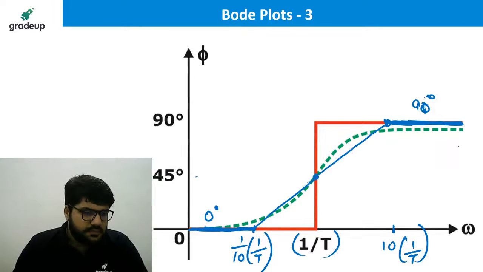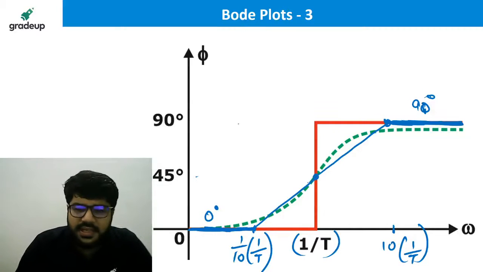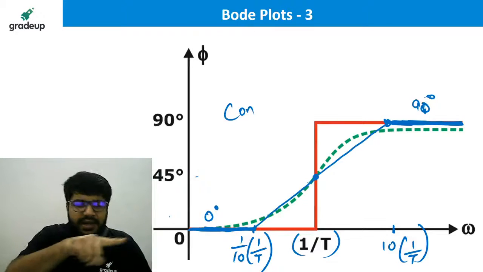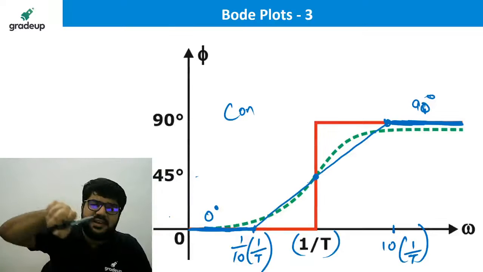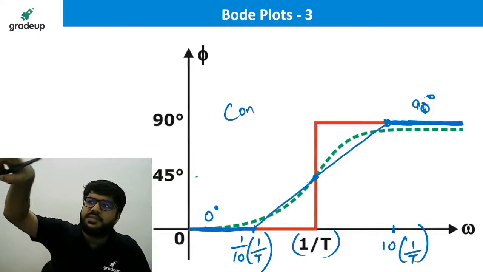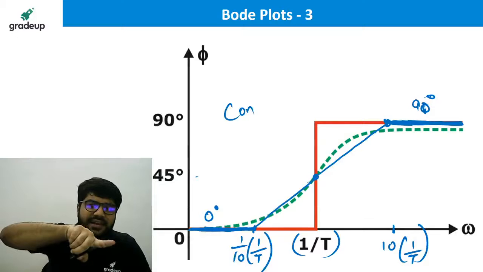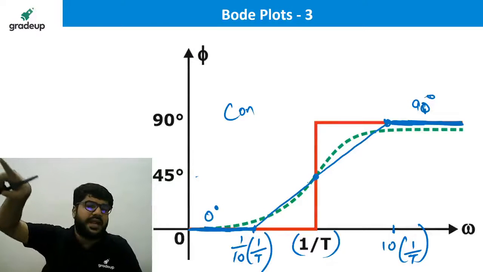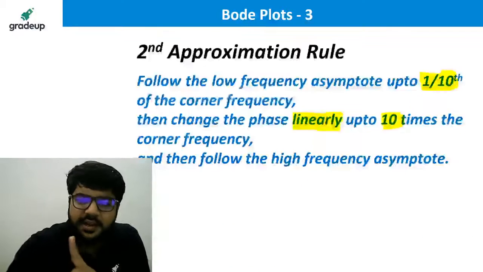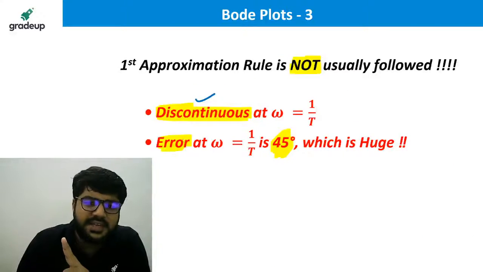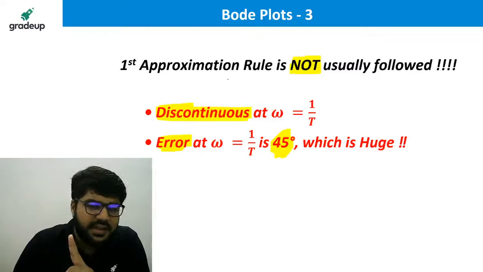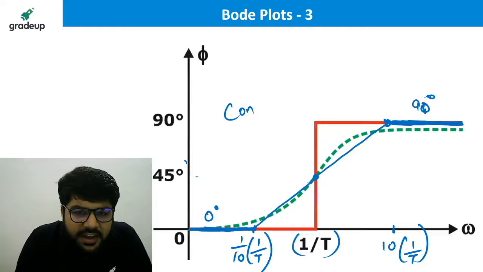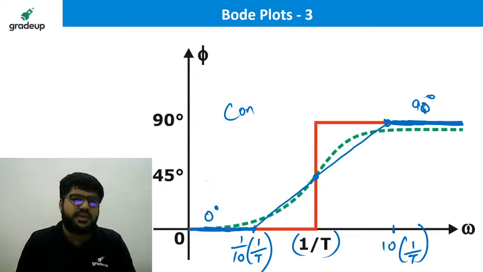First of all, you are able to see that there is no discontinuity here. It is clearly continuous. All segments are joined. First it is 0, then linearly increasing, and then joining towards the 90-degree line. The change from 0-degree to 90-degree is not abrupt, it is a linear change. So there is no discontinuity problem. There were two problems, discontinuity and error. The discontinuity problem is not there. What about the error at the corner frequency? Why have I taken only passing through 45 degrees? That also I will explain.